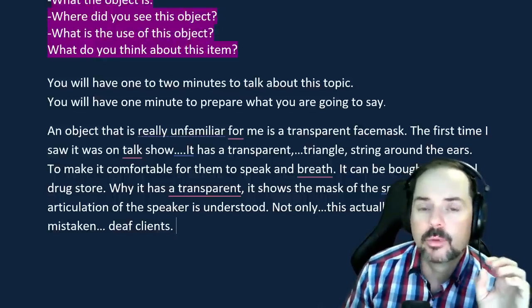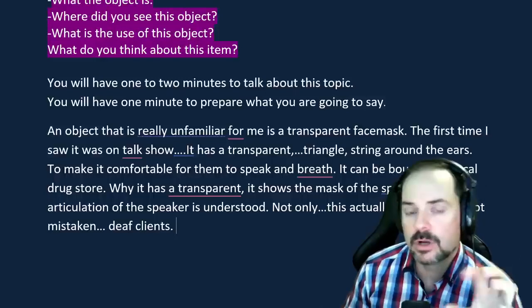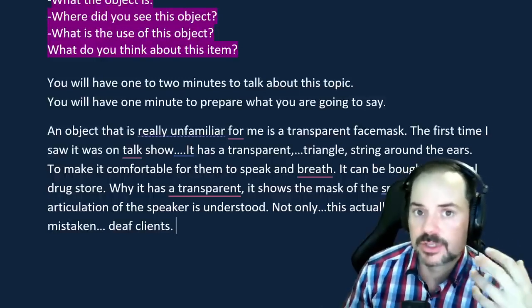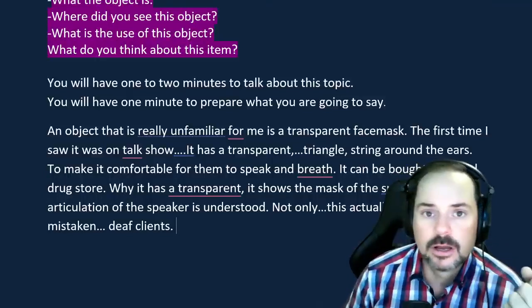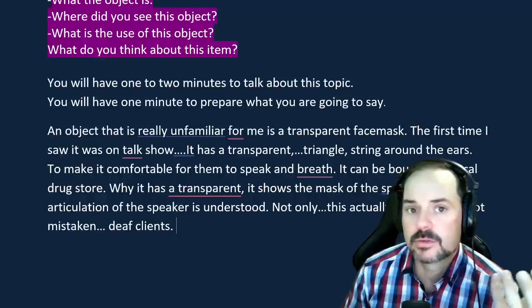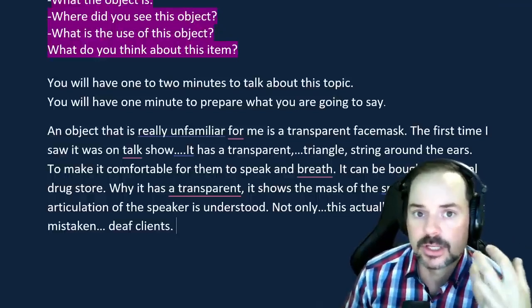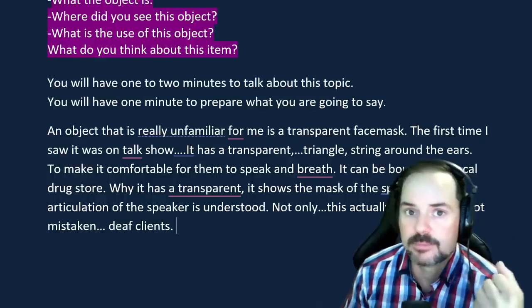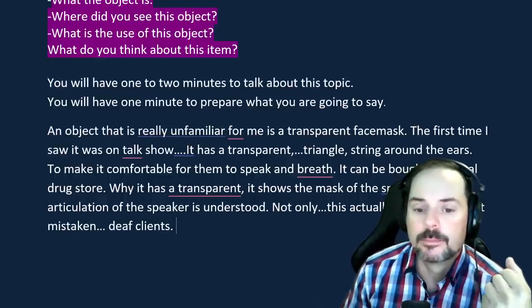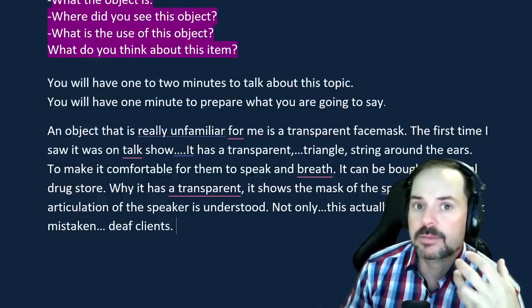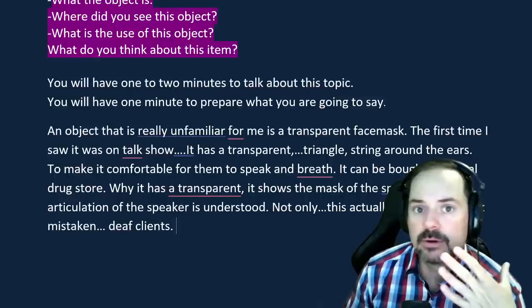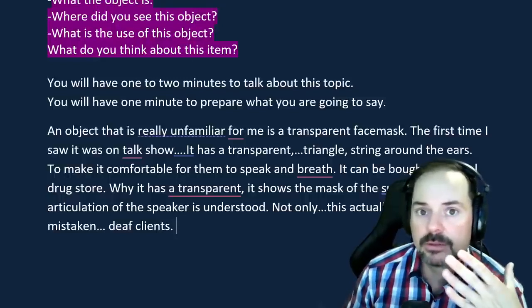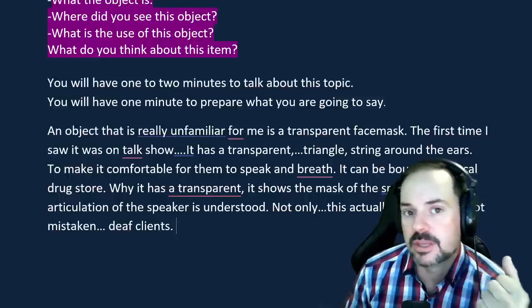One thought I had while you were talking about this, and this is how the examiner's thinking as well, is what about the emotions, right? I thought one of the best uses of the transparent face mask is so that our listeners can see our emotions, not just our articulation. So there's more communication happening, right? Also, the transparent face mask maybe lets the person breathe a little bit easier because it's not right on the mouth, but there's space between the mask and the mouth.